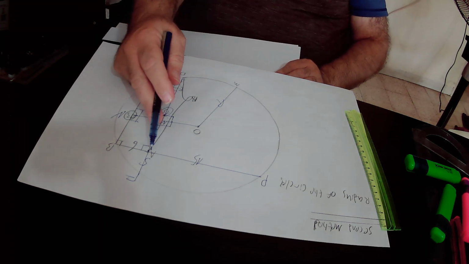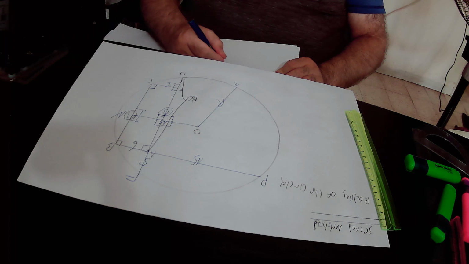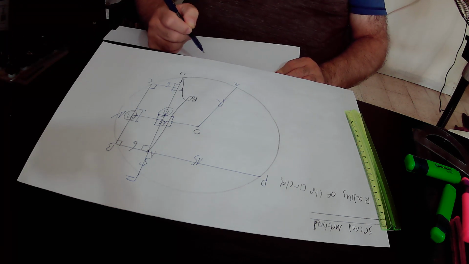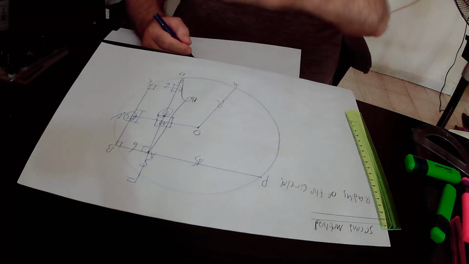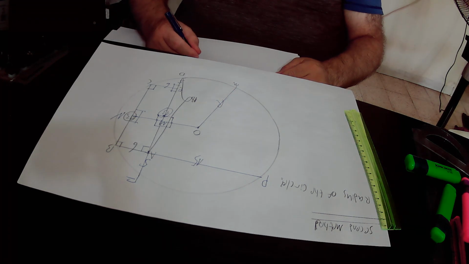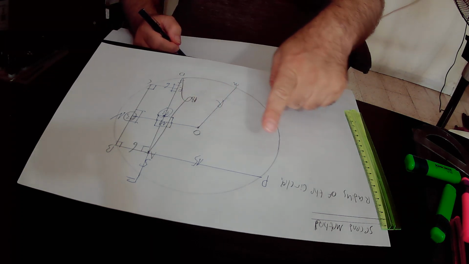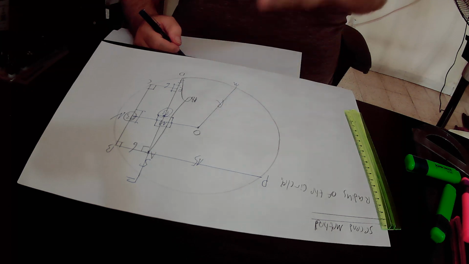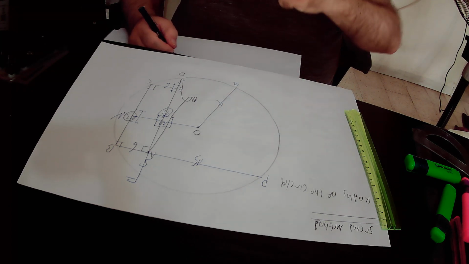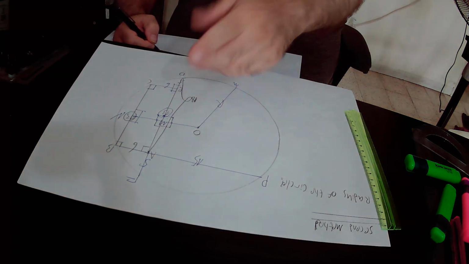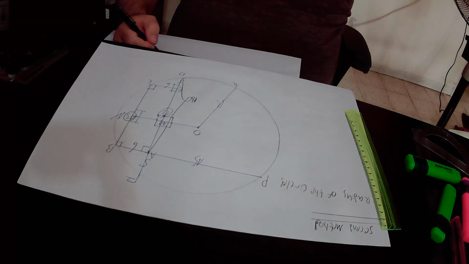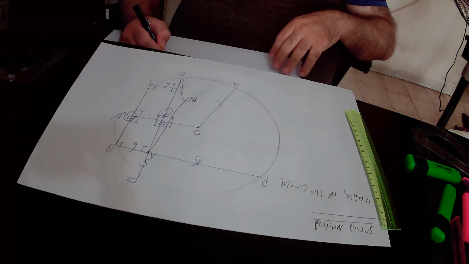FA equals 5, therefore FA square is 5 square, that is 25. AD equals 18 units, therefore AD square will be equal to 18 square, that is 324, plus PA square. PA equals 15, therefore PA square equals 15 square, that is 225. And finally, AB equals 6, therefore AB square equals 6 square, that is 36.